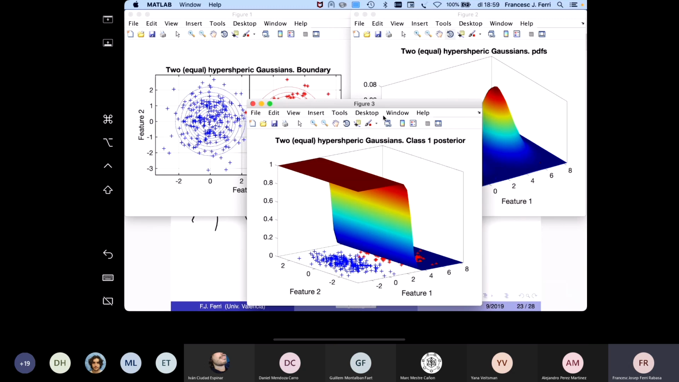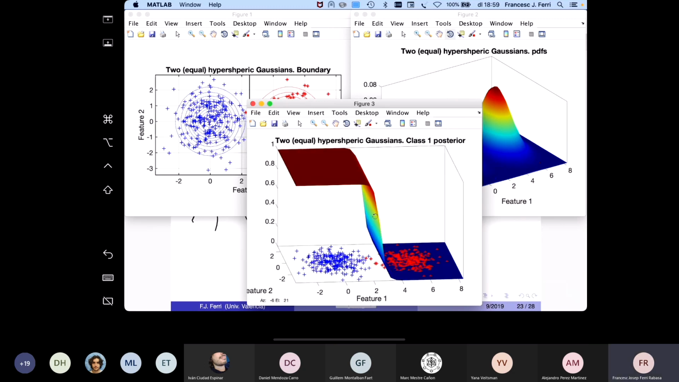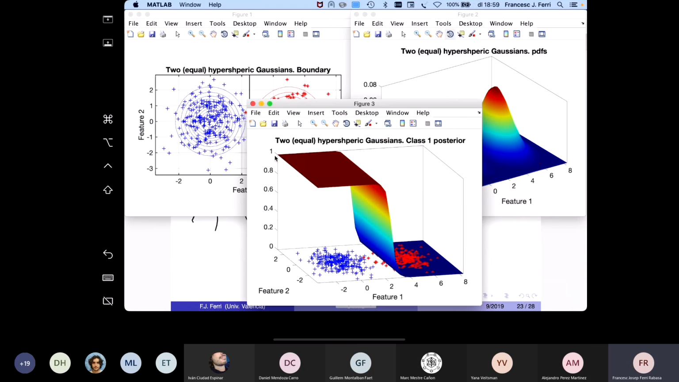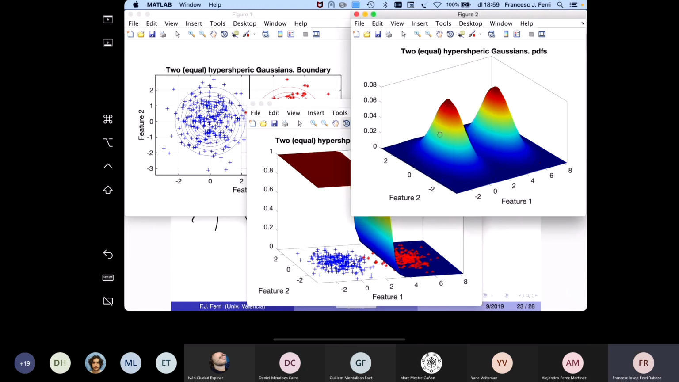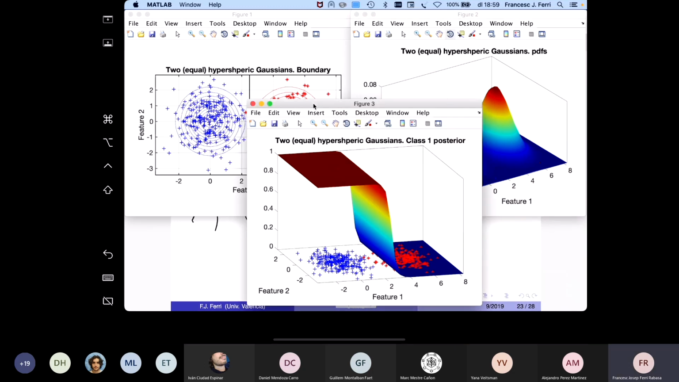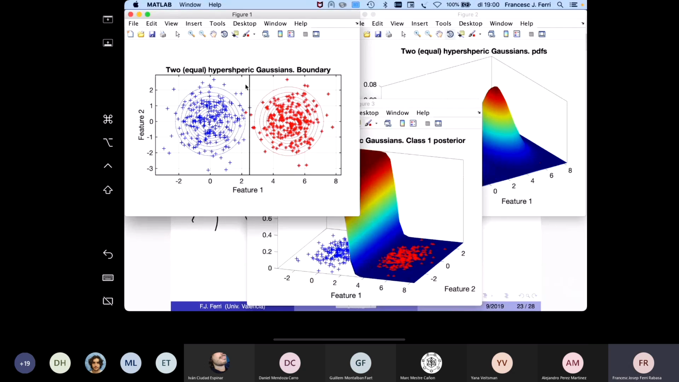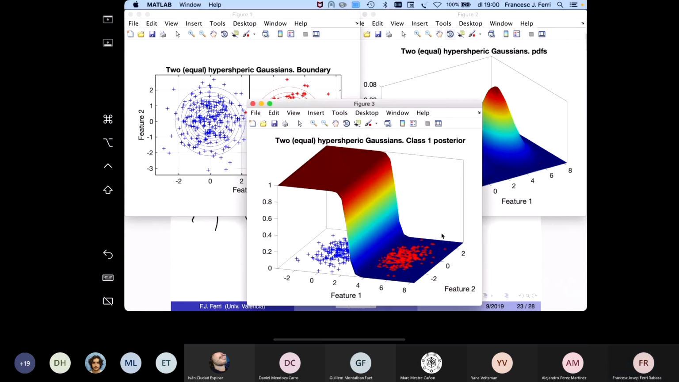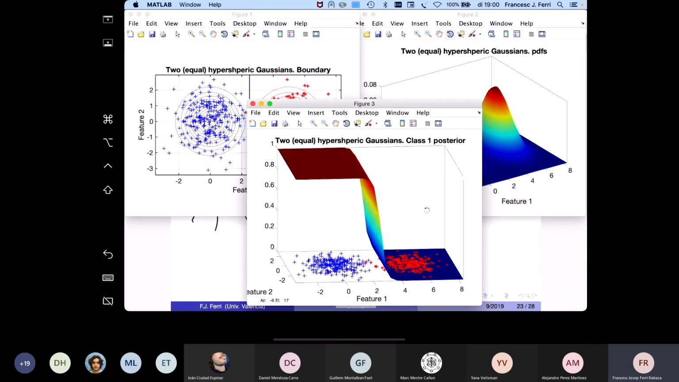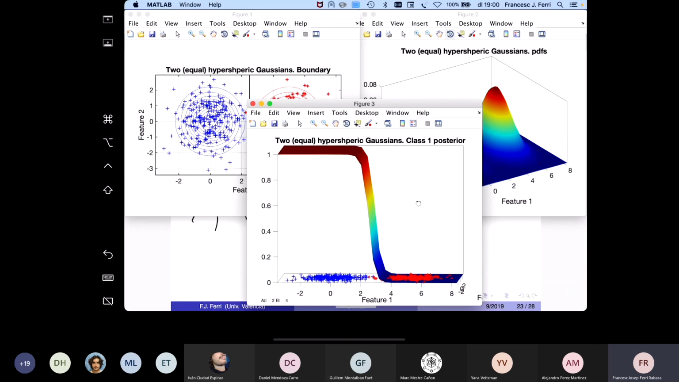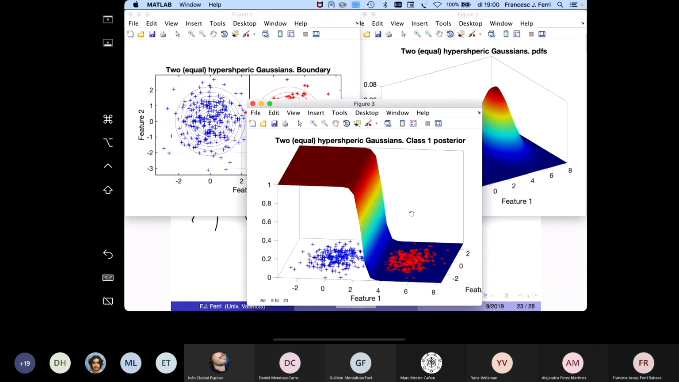So this function is a value between 0 and 1, because this is a probability. And this is a density. That's why the z goes from 0 to 0.08. Posterior, because the decision boundary is linear, the posterior has this shape like a step, a smooth step, as you can see. It's okay?